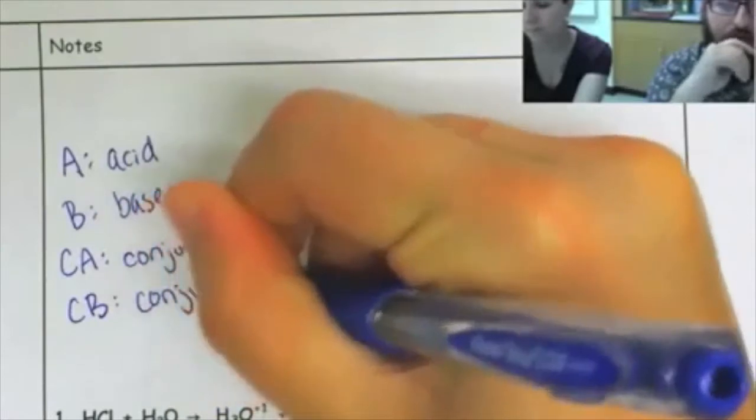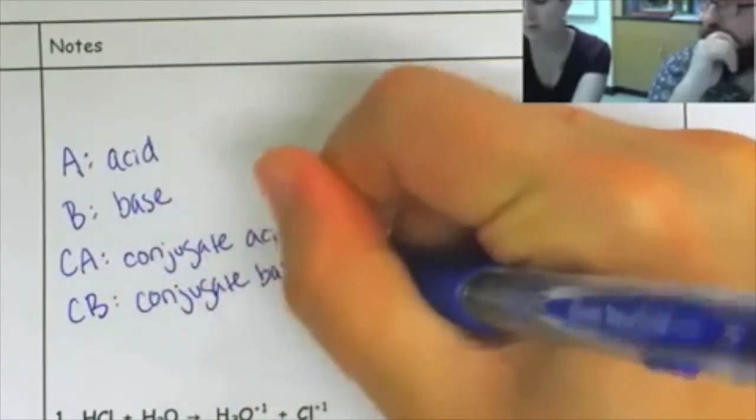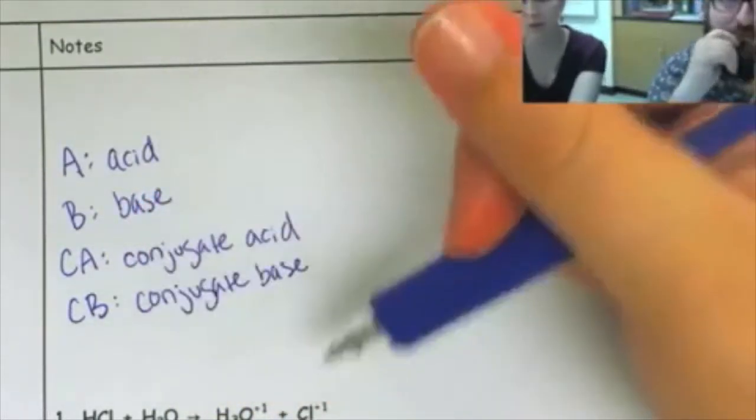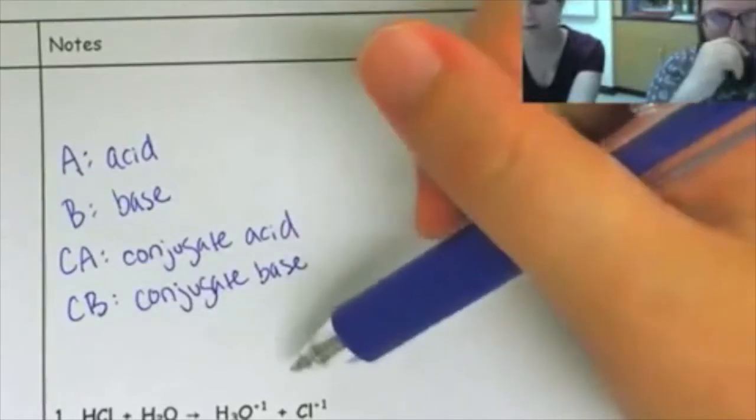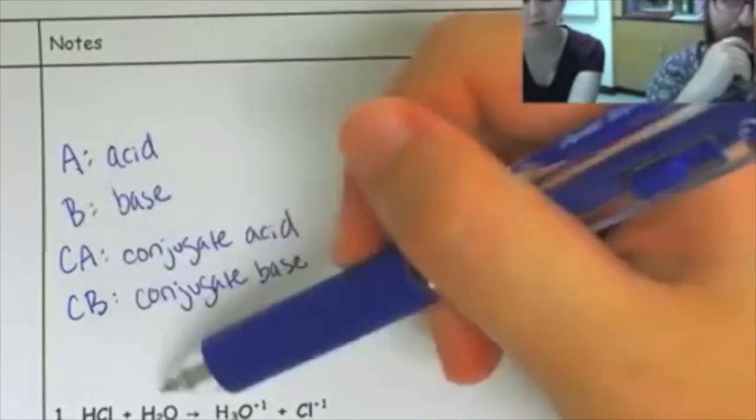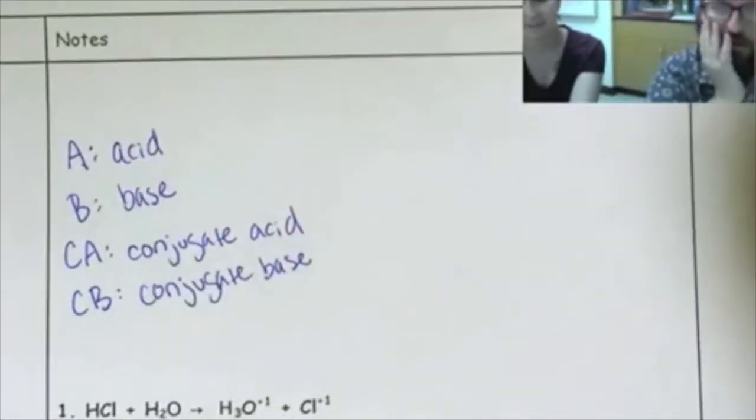Okay. So the Ca and the Cb, those always go on the product side, and then the acid and the base always go on the reactant side. Okay, so let's take a look and see what's going on with this reaction.